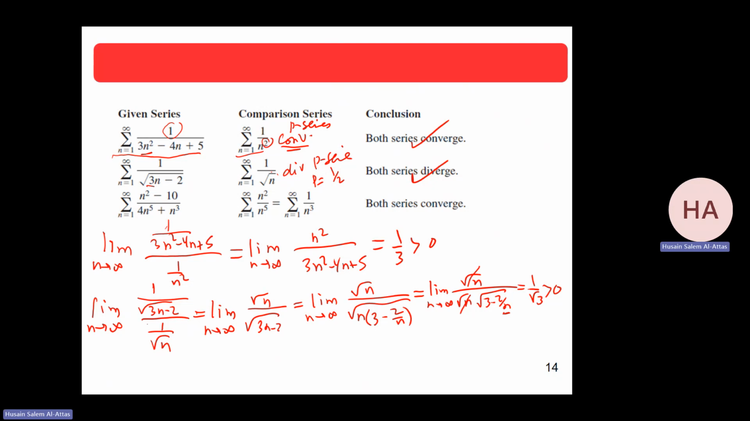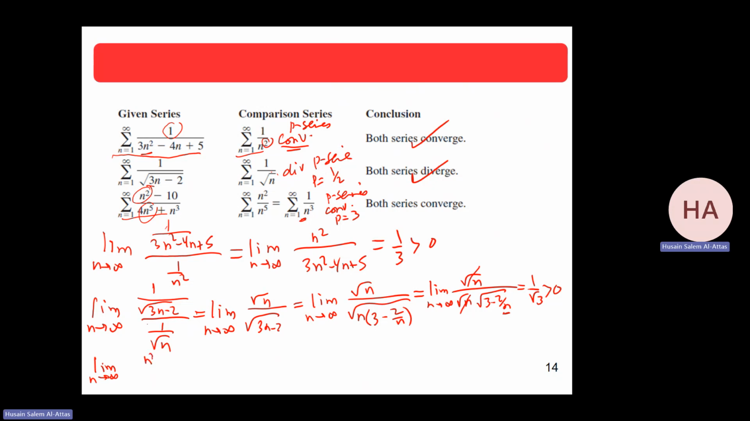Okay. Now we'll do this one. I will compare it with what? What is the highest power in the numerator? n squared. And in the denominator, n to the power 5. Just take this, n squared over n to the power 5, which is 1 over n cubed. And that is a p-series that converges, because p is equal to 3. So check the limit now. Limit as n goes to infinity.